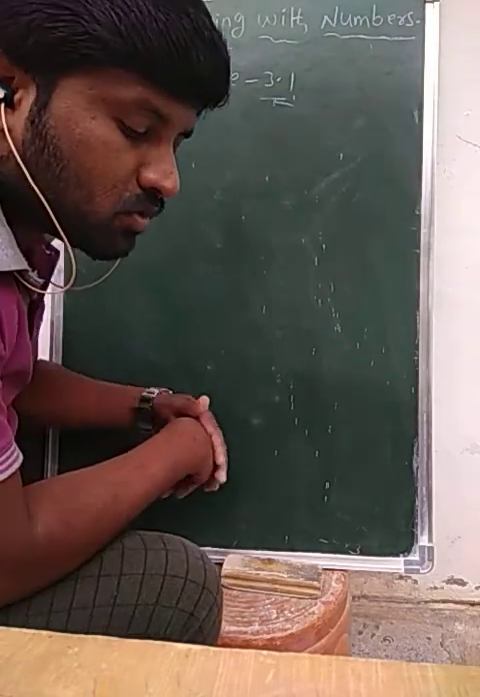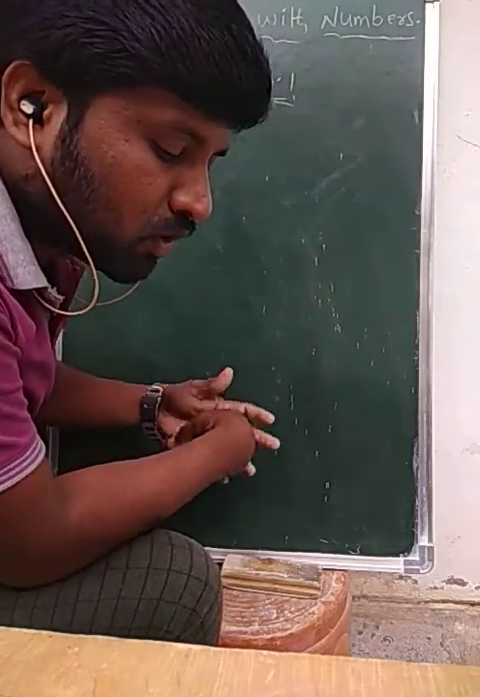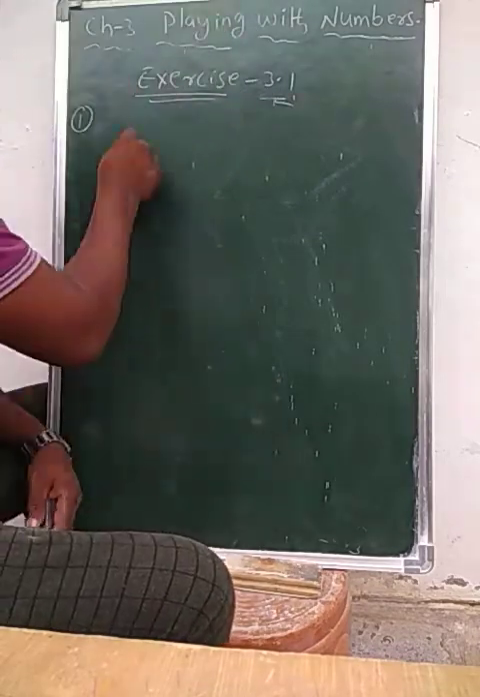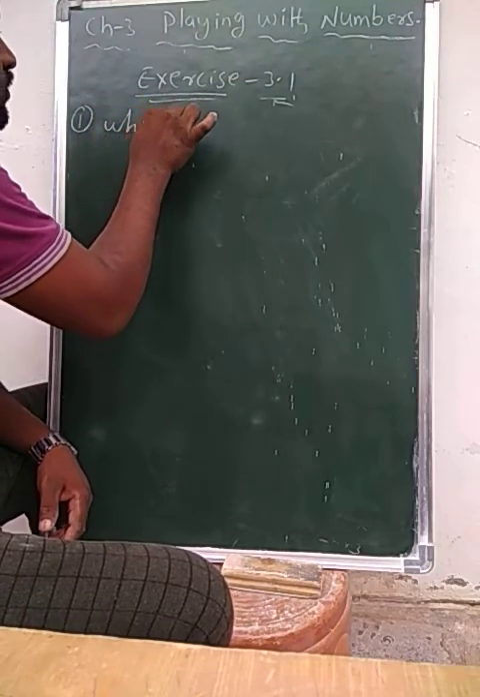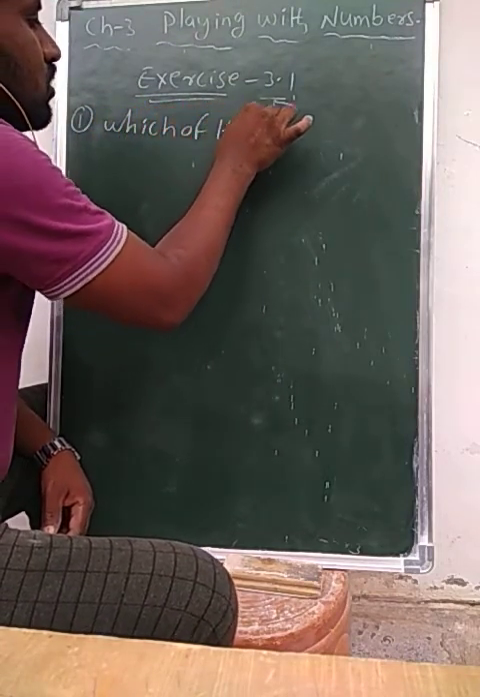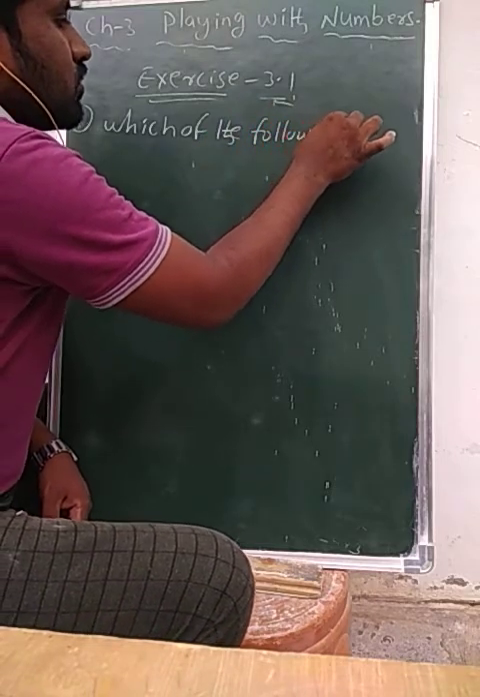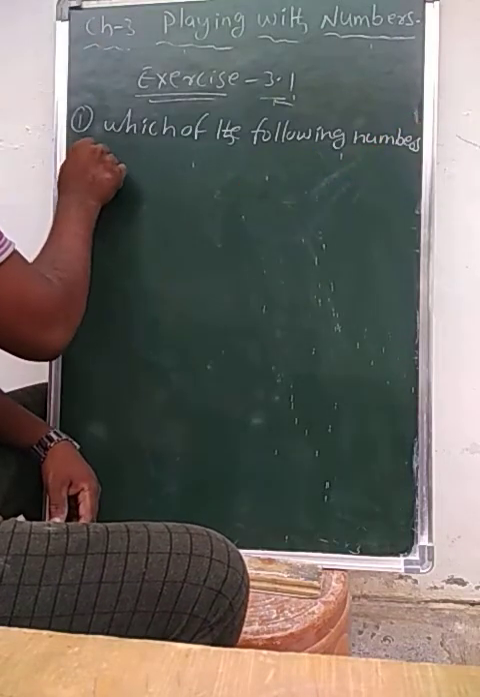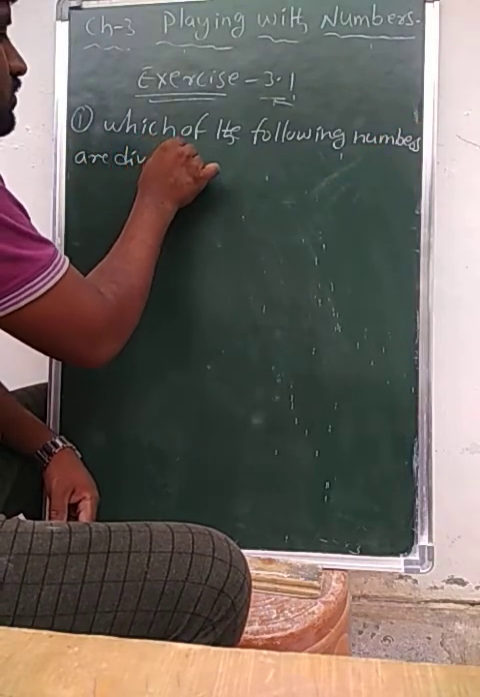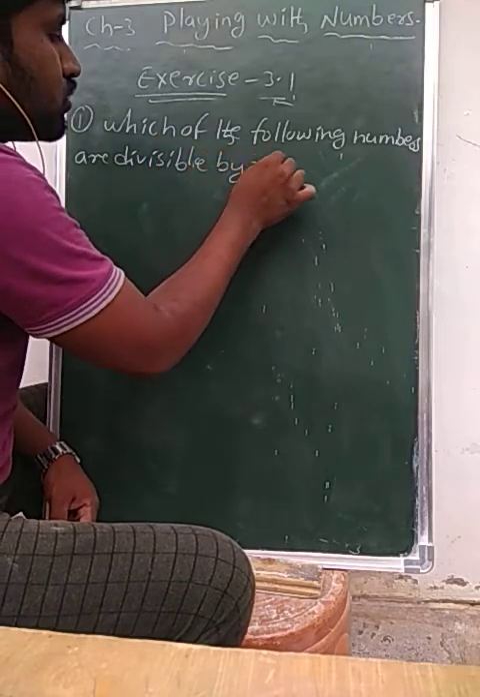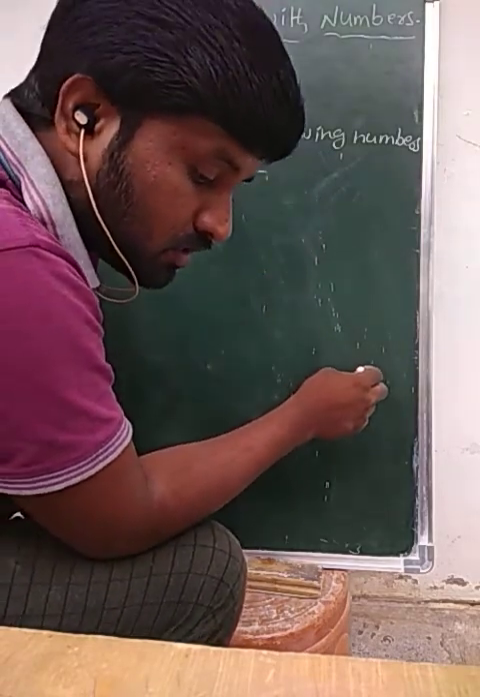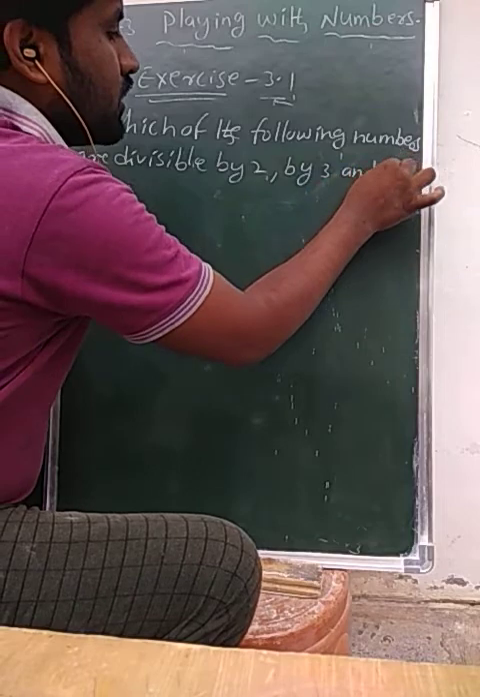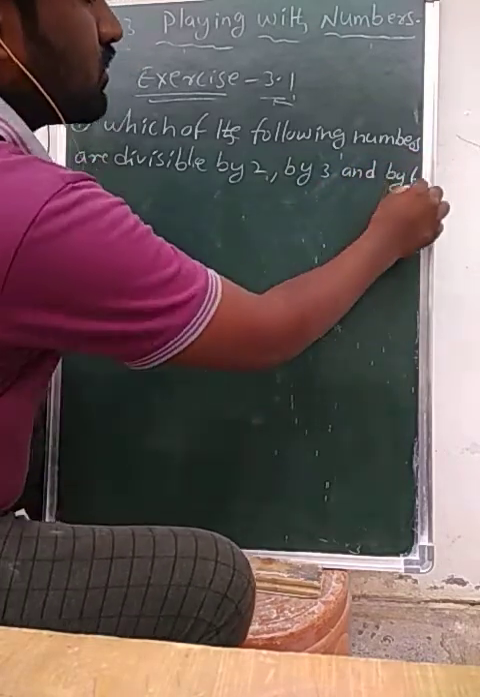First question. The question is given: which of the following numbers are divisible by 2, by 3 and by 6?